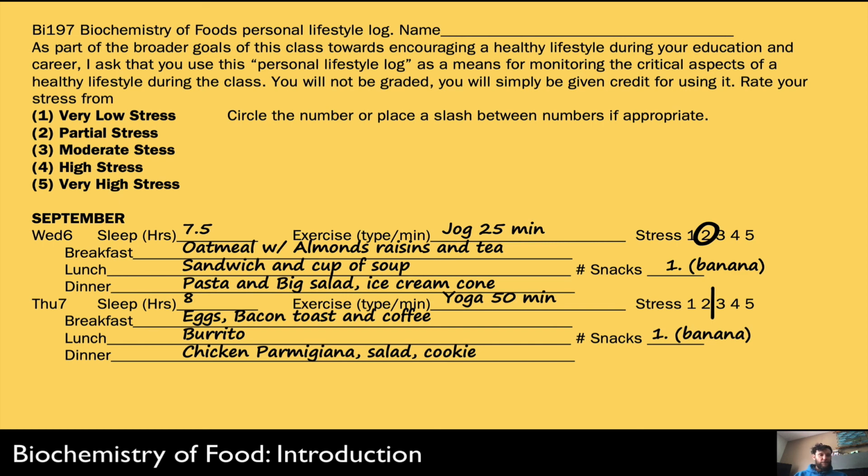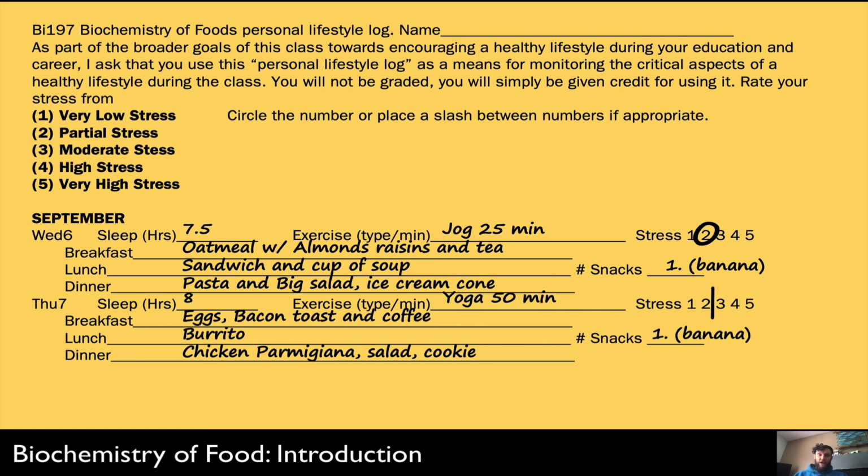How many hours of sleep did you get that day? Did you exercise, any kind of physical exercise? I went for a ski for a half hour, for example. What kind of breakfast did you have? What did you have for lunch, dinner? Did you have snacks? So you're looking at the correlation between your levels of stress and the personal lifestyle choices that you make.